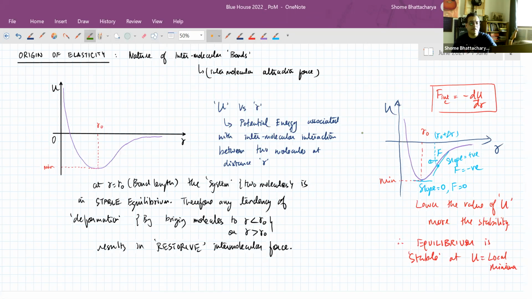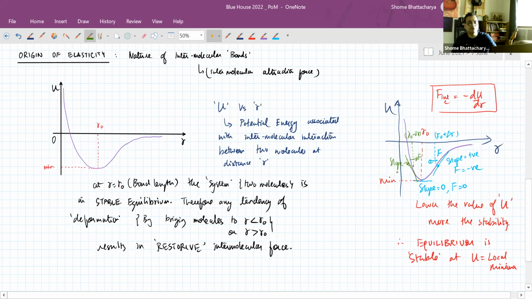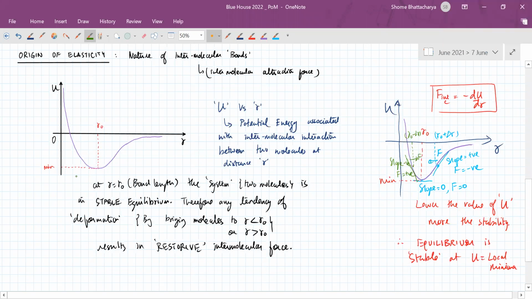Similarly, if I go to a point where I'm bringing the two molecules closer than r naught, so at r naught minus delta r, you can see the slope of this graph is negative. So what about the direction of the force? U is decreasing, so the slope is negative. That means the force is positive, because force is negative of slope. So now you can see why the force is restorative in nature from the shape of the potential energy graph.